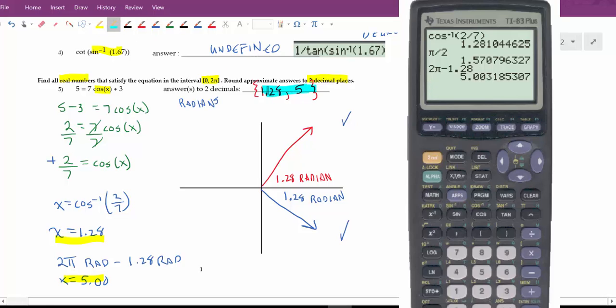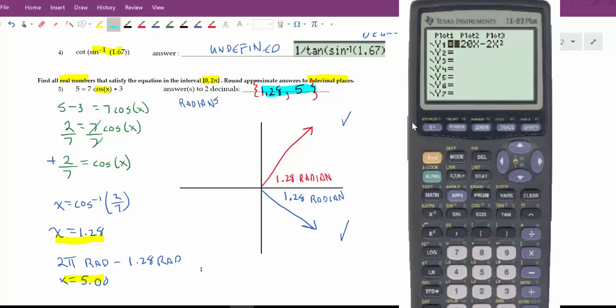Okay, so that's one way you could do that problem. Now, you can also do this problem totally graphically if you wanted to on the calculator. You could go like this. You could actually graph both sides and see where they intersect if you wanted to. Or you could do this. I'm going to do this like this.